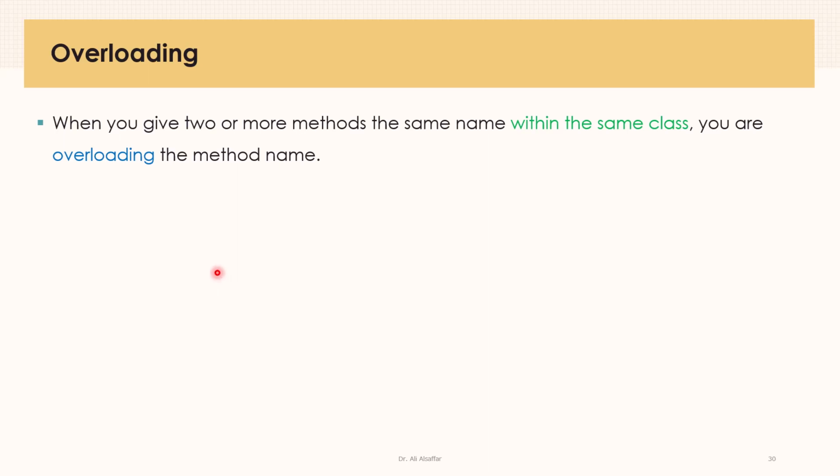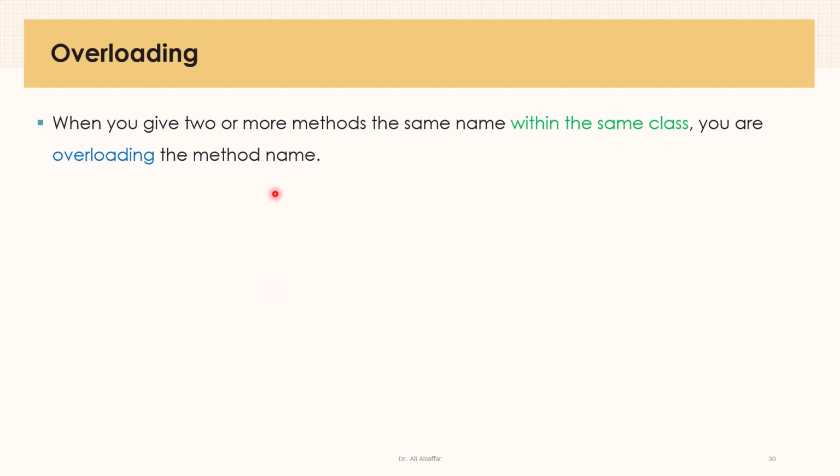Overloading. What is overloading? Overloading simply happens when you give two or more methods the same name within the same class, and the method is then called an overloaded method. We have already implemented overloaded methods before, but we didn't know that they were called overloaded methods. When did that happen? It happened when we defined multiple constructors within the same class.